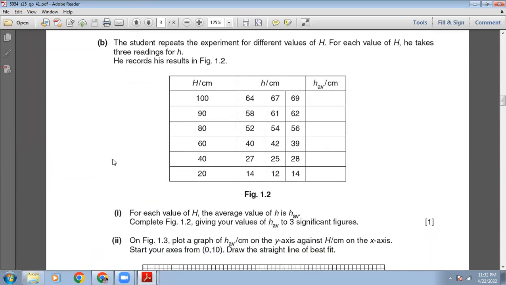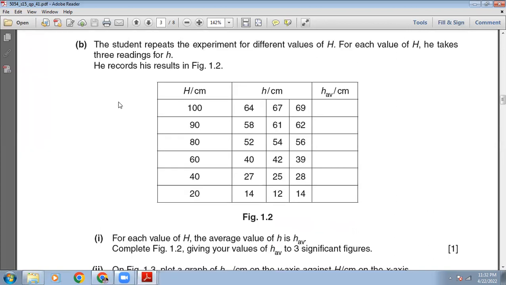The student repeats the experiment for different values of H. For each value of the capital H, he takes 3 readings of the small h, the height of the first bounce. He records his results in figure 1.2. From here, you can see when he dropped the ball from 100, these were the heights of the first bounce. So you can take the average. For each value of H, the average value of h is h average. Complete figure 1.2, giving your values of h average to 3 significant figures. So add these 3 values, divide by 3, and repeat that procedure for all of them.